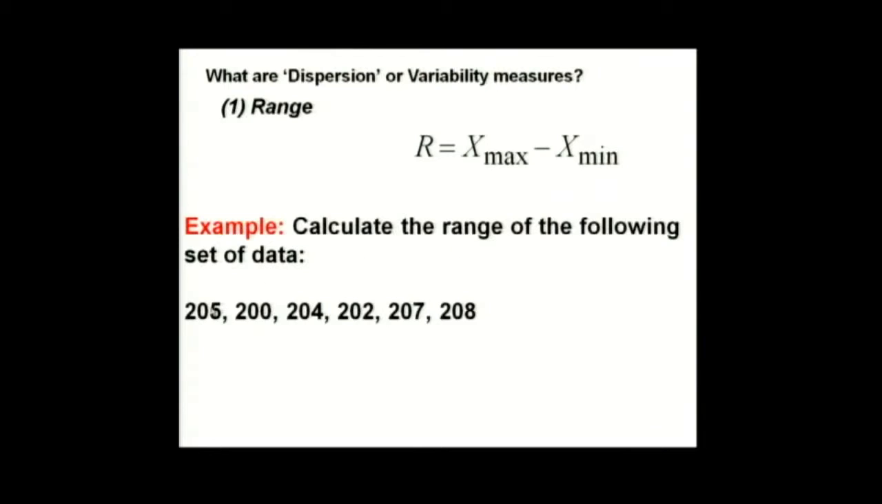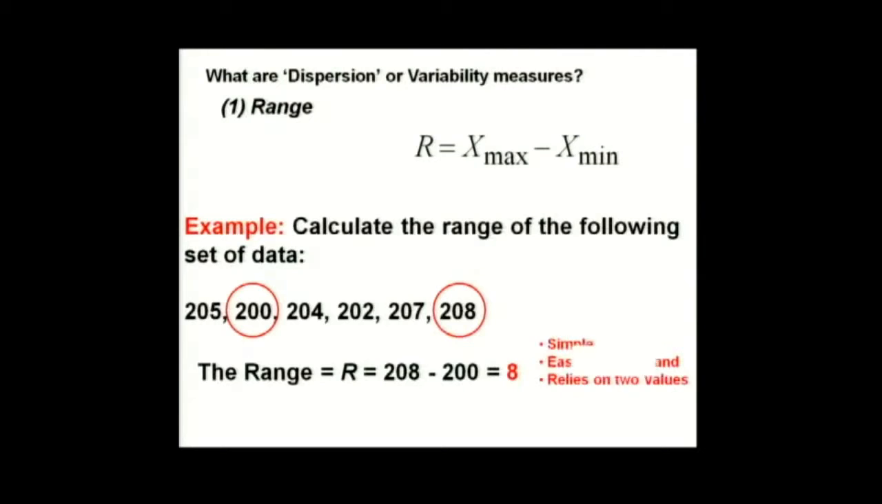So if we have a set of data like this one, we see that the largest number is 208, the smallest one is 200, and that means that the range is 208 minus 200, or 8. As you can see here, the range gives us the spread, or how wide the data set is. It is simple, it is easy to understand. Most people understand what the range means, yet it relies on two values: the maximum and the minimum. Meaning that if one of these two values is wrong, then the range will be wrong.